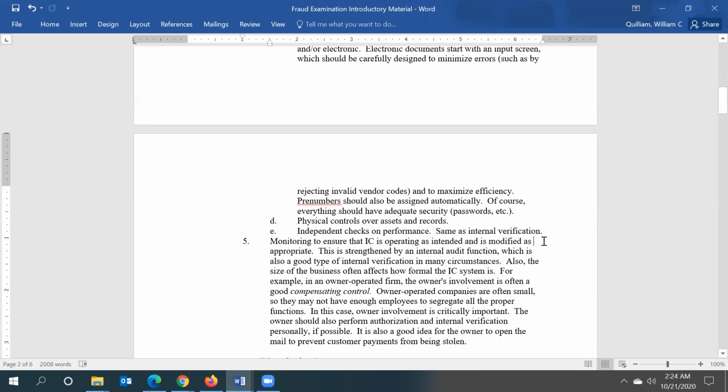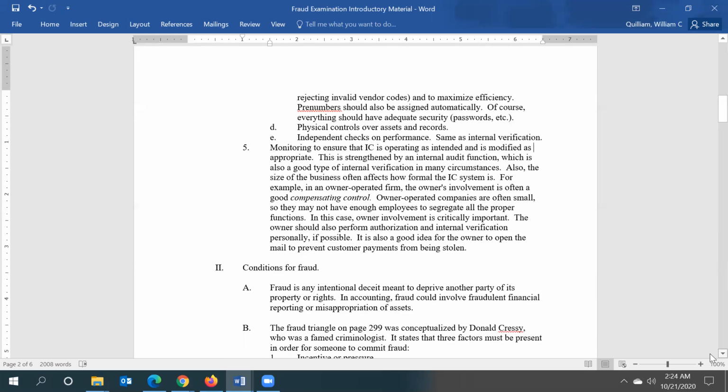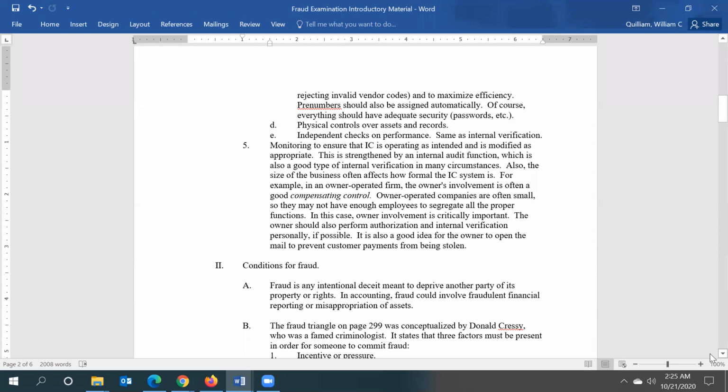The last control component that is on that page is monitoring, and I really cover it better here in the notes, so I'm not going to go back to the page in the book for that. But COSO says a fifth control activity we must have is monitoring. It's to ensure that internal control is operating as intended, it's modified as appropriate. And that would be strengthened by an internal audit function. It's also a good type of internal verification in many circumstances.